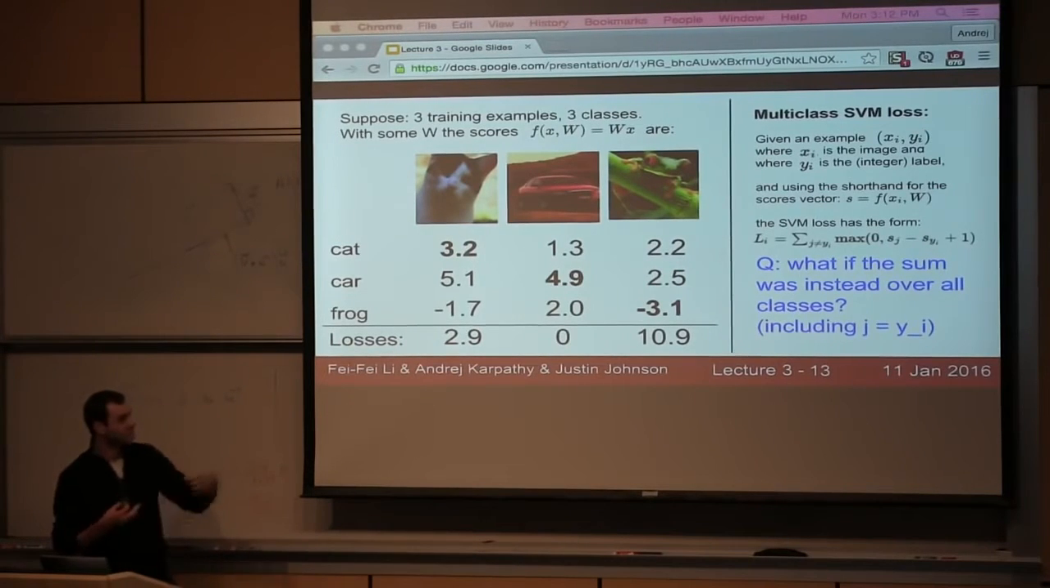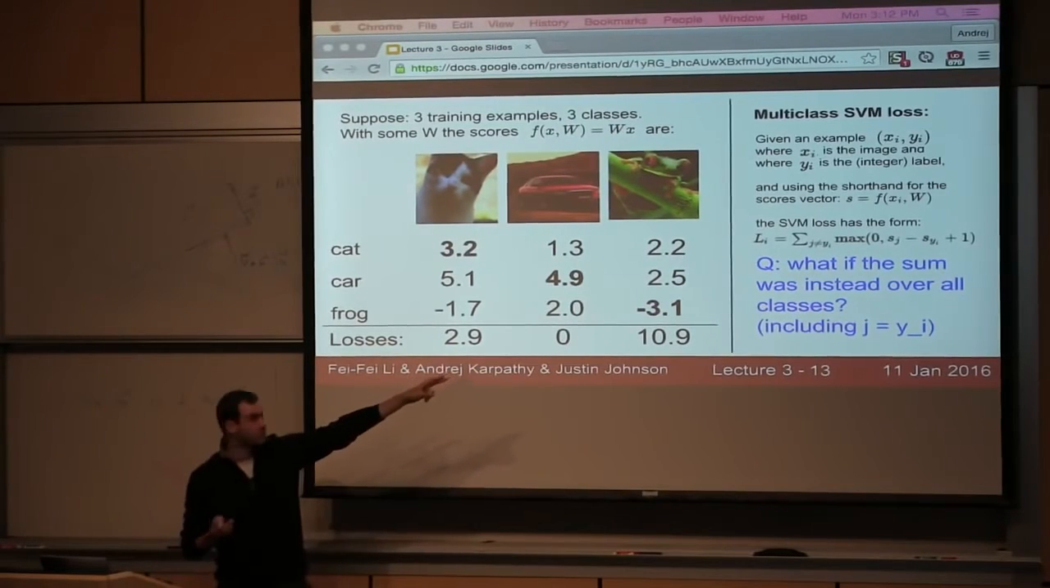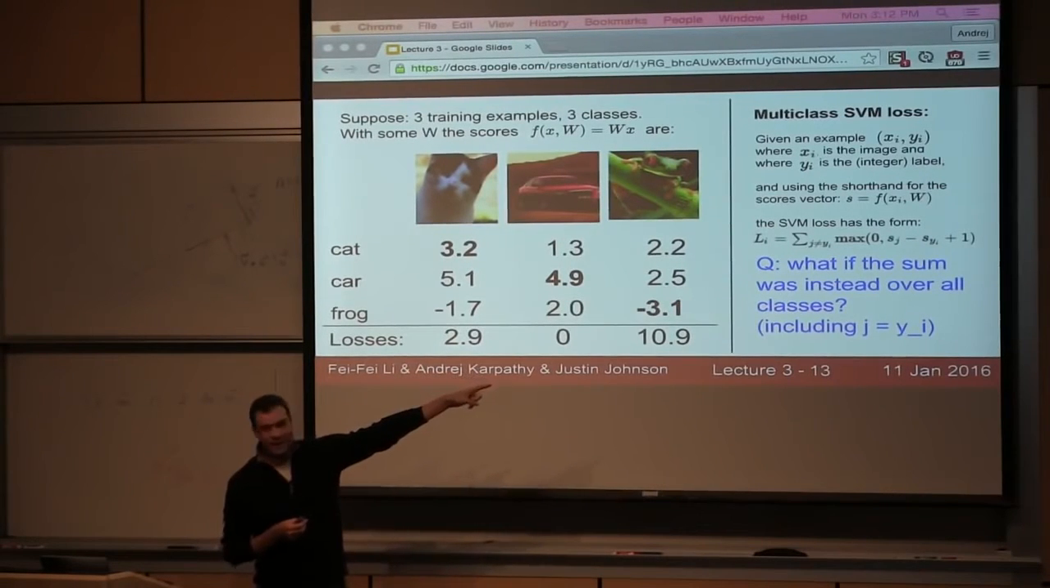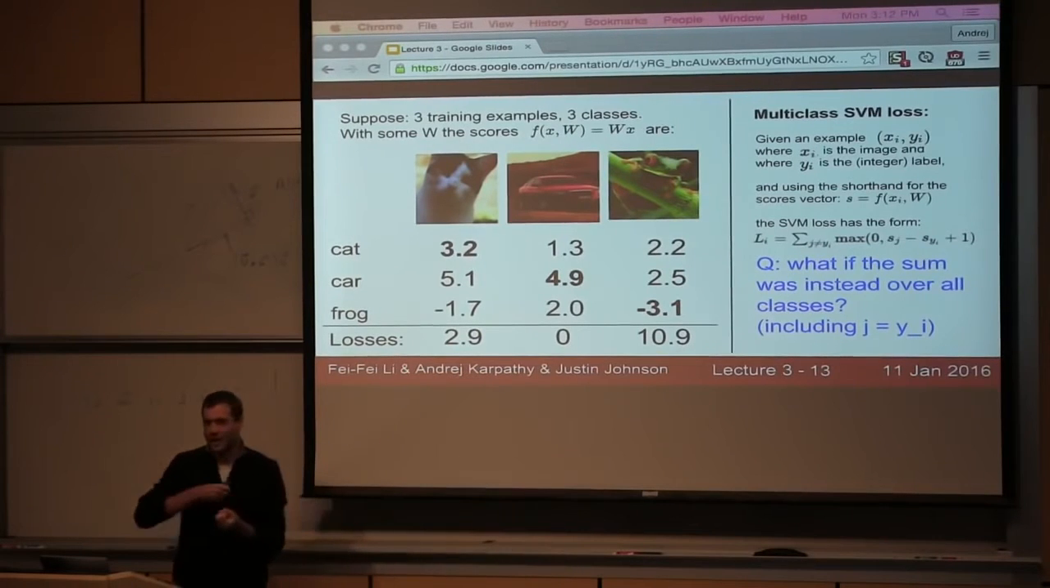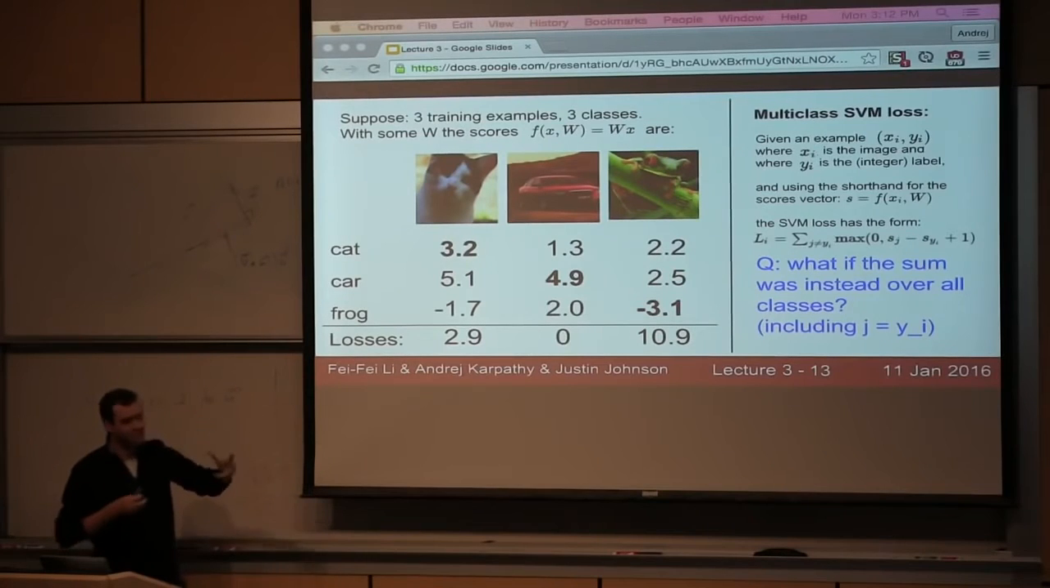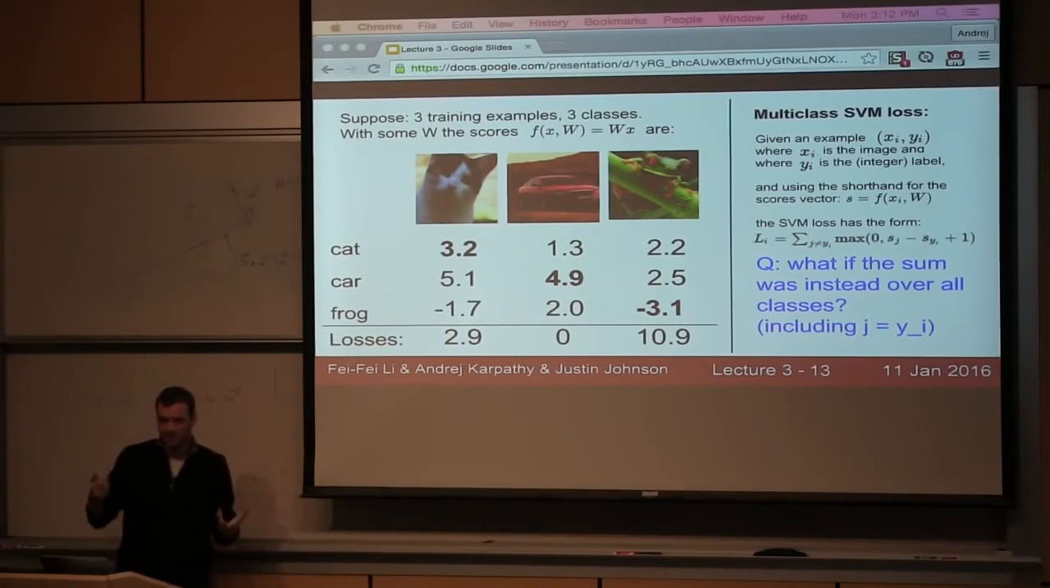Yes. So in effect, the reason that it's j not equal to yi is that if we allow j to equal yi, then the score of yi cancels the score of yi. You end up with a 0. And really what you're doing is adding a constant of 1. So if that sum was over all the scores, then we'd just be inflating the loss by a constant of 1. So that's why that's there.